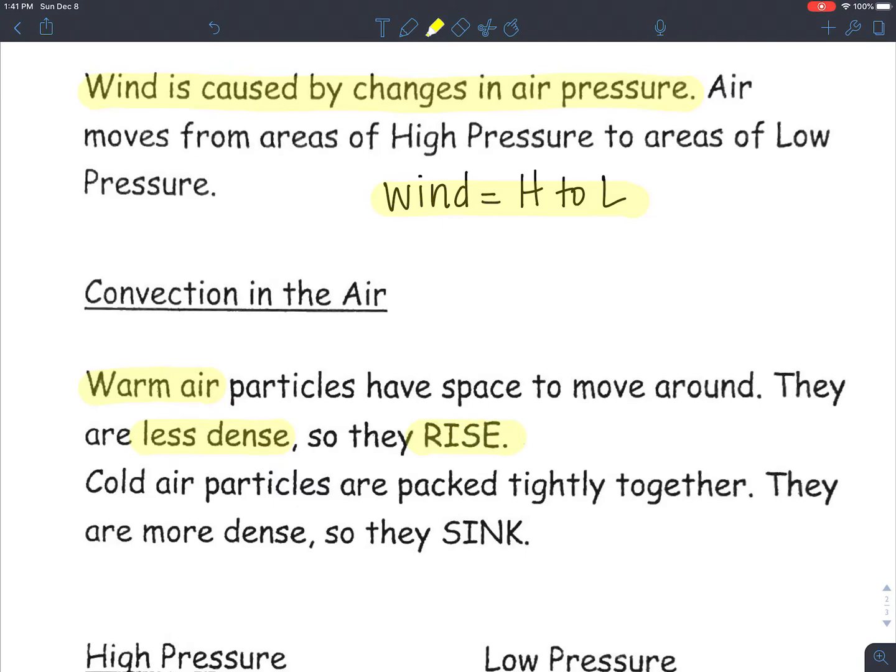Cold air particles are packed tightly together. They are more dense, so they sink. I'm going to highlight cold air, more dense, sink. Now we're going to draw some pictures of this.